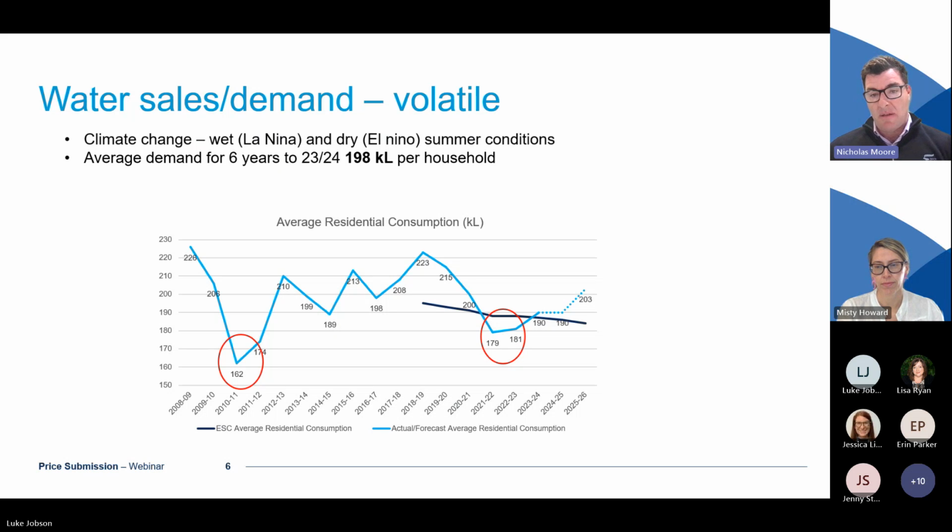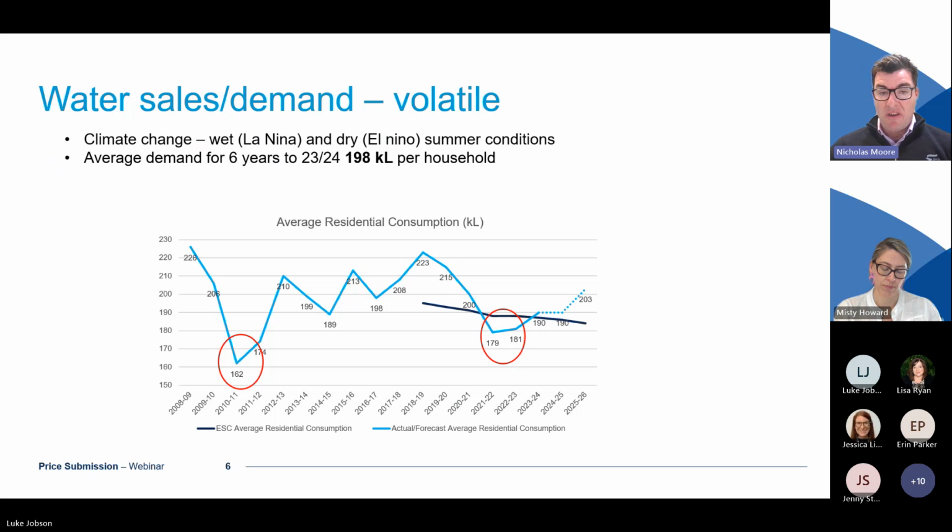So what does that mean? That means it adversely affects our profitability as a business. It doesn't mean we can come along next year and increase our prices to recover that revenue, because the price path is generally fixed for a 5-year period. But that's a big challenge for the business, to make sure that we get that sales profile correct.